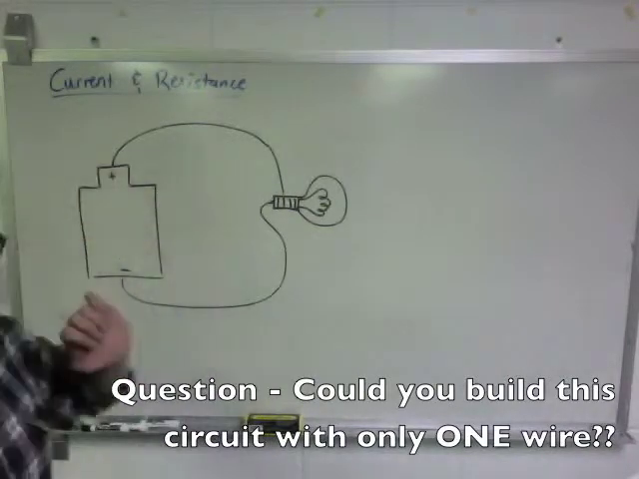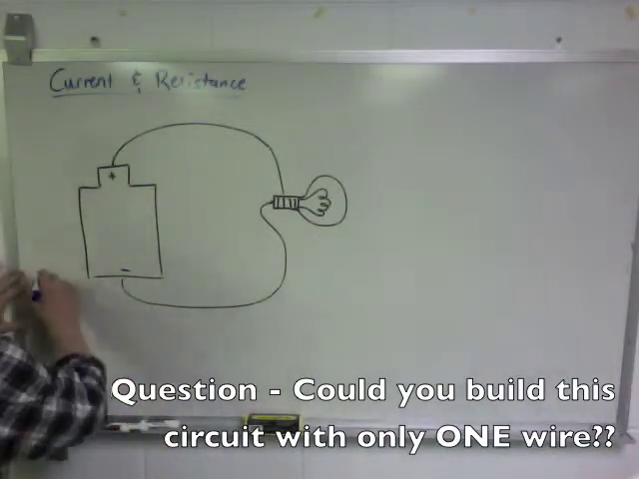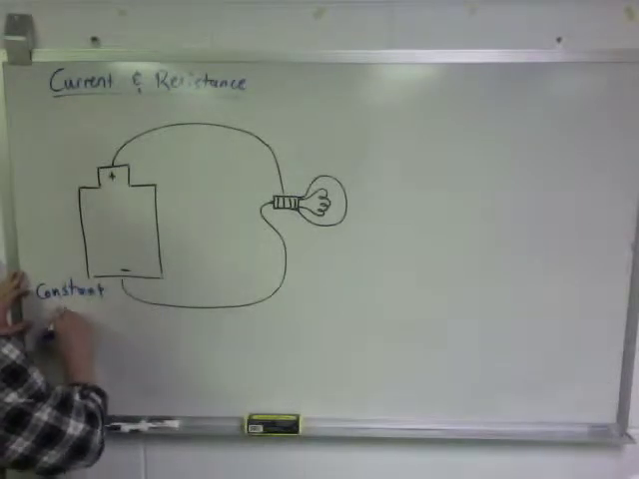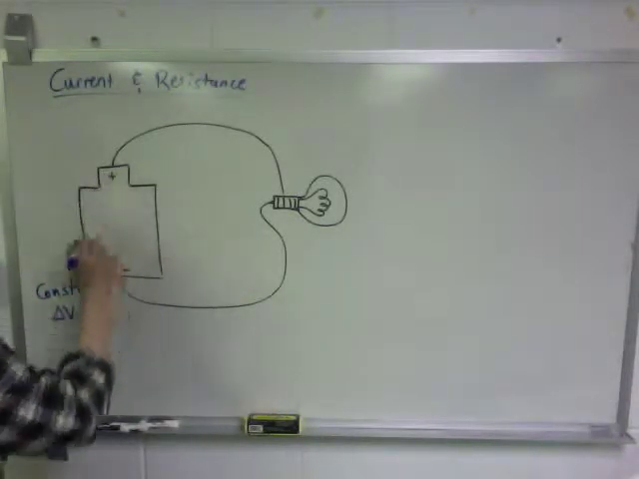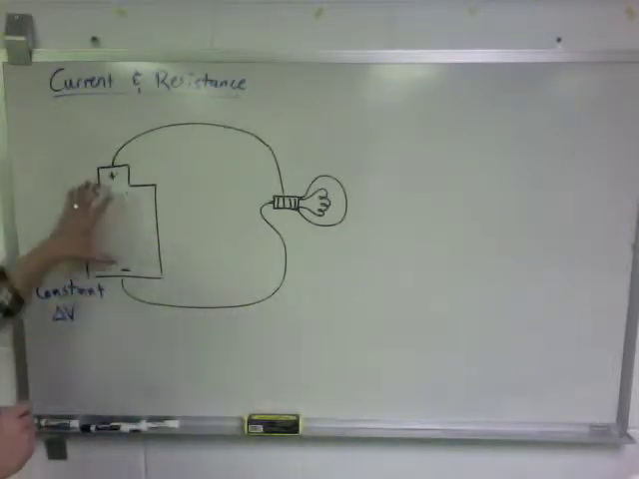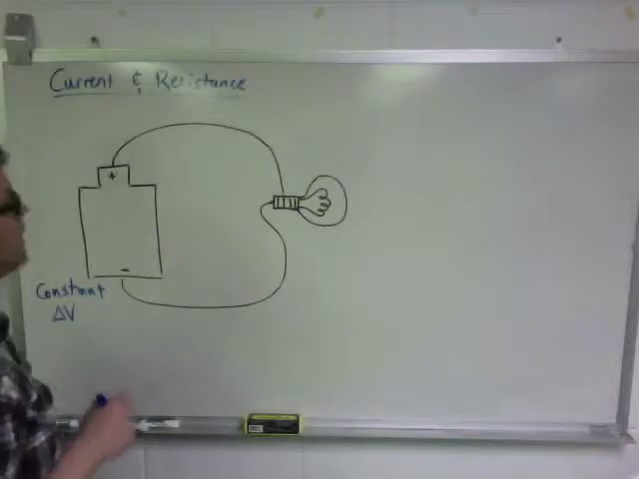Our battery is what provides the energy here. It provides a constant potential difference between the positive terminal and negative terminal. That's maintained by the battery. That's the battery's job, to provide that fixed potential difference, right?